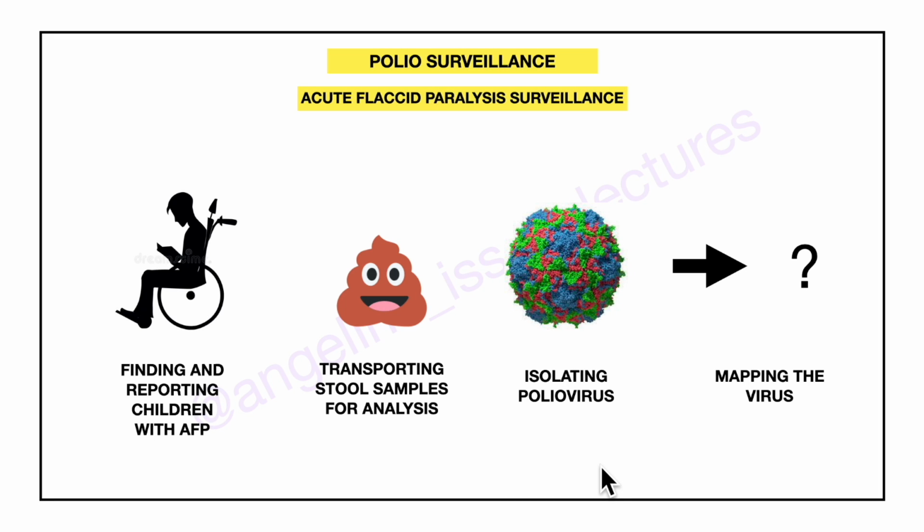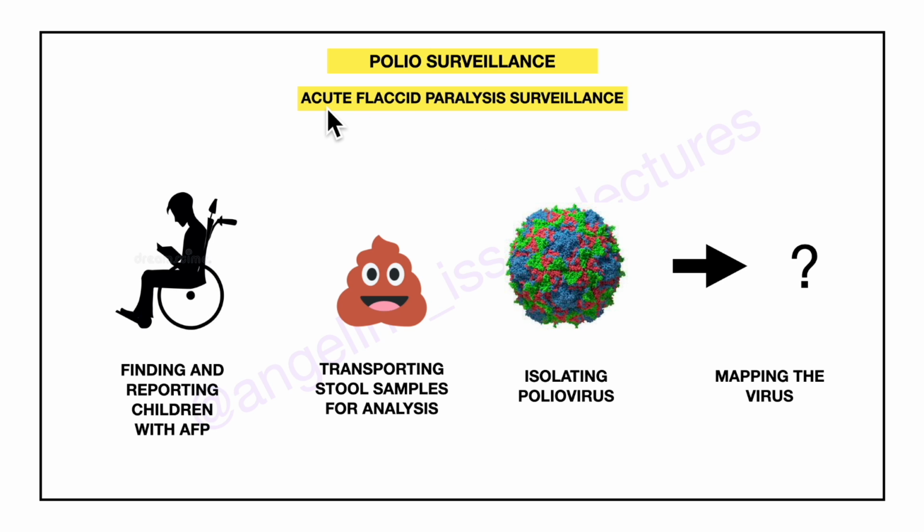We are going to learn about polio surveillance. Surveillance is the most important part of the whole polio eradication initiative. Without surveillance, it would be impossible to pinpoint how the wild polio virus is still circulating.